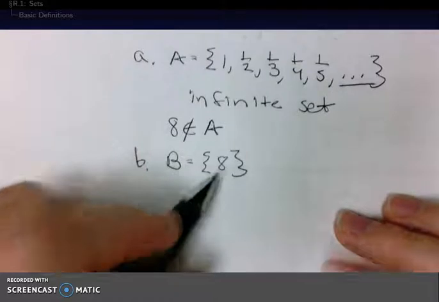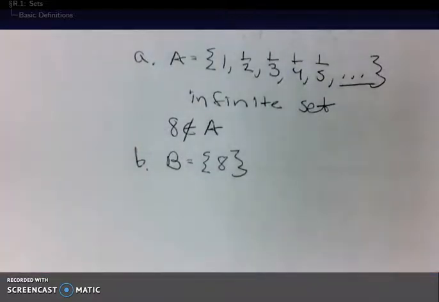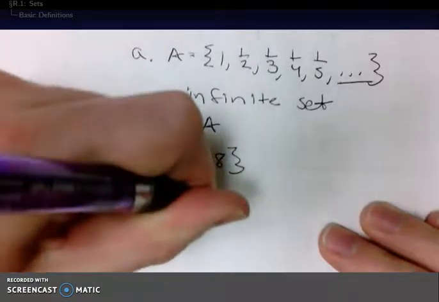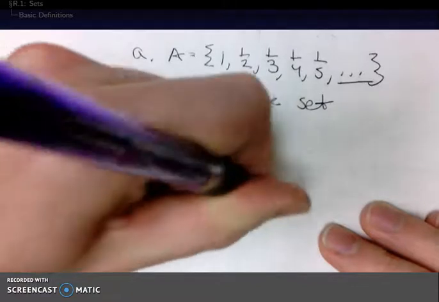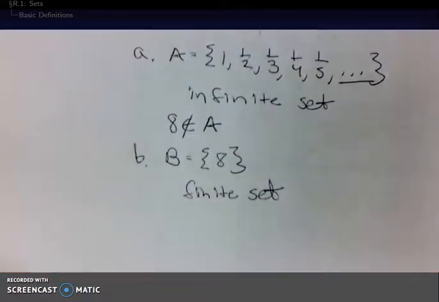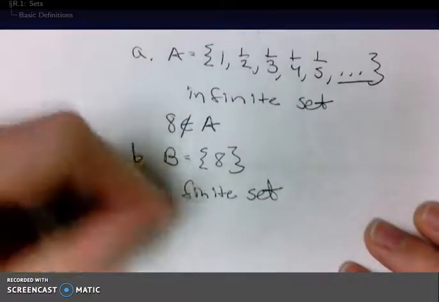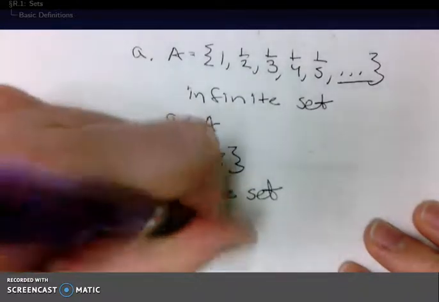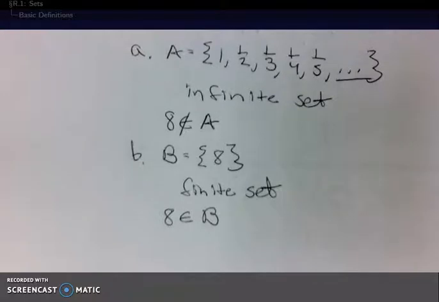Since this only has one element in it, which means we can write down all the elements in this set, this is going to be a finite set. And then since 8 is the only element of the set, we also have that 8 is an element of my set B.